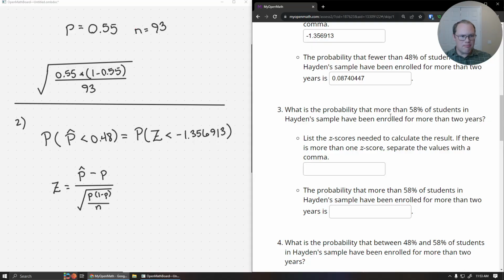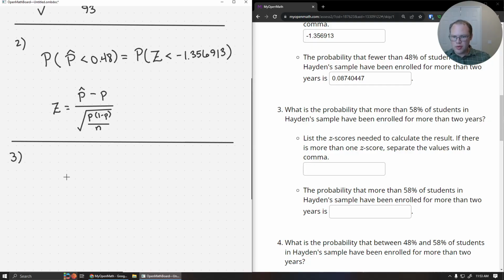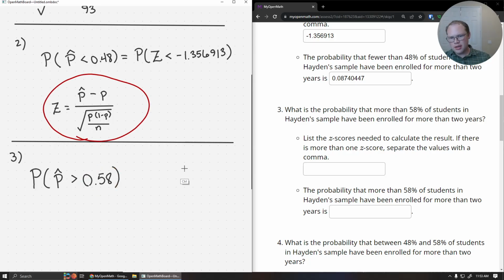Part 3: what is the probability that more than 58% of students in Hayden's sample have been enrolled for more than 2 years? So let's go on to part 3 here. We want the probability that the randomly chosen sample proportion in Hayden's sample is larger than 58%. Okay, so now we need the z-score for this value. We're going to use the same formula here. The only thing that really changes is the particular value, 0.58 instead of 0.48.